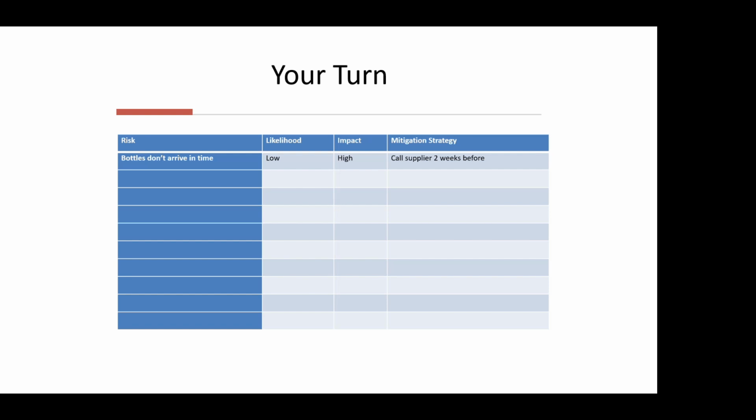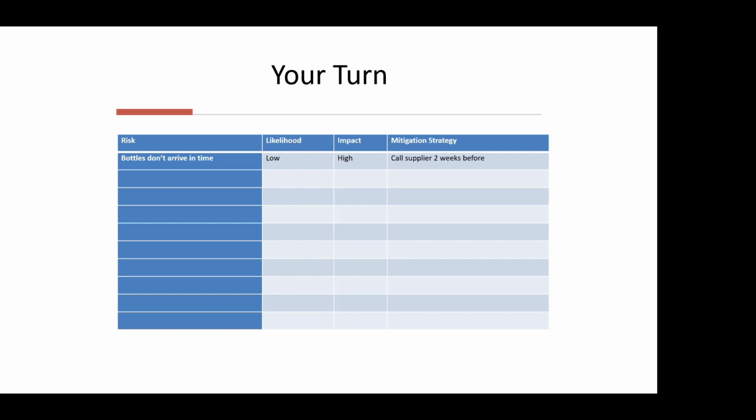For the mitigation strategy in this example, a big deal with suppliers is that something's not going to arrive on time. What's the likelihood? It might be low, but the impact is going to be big-time high. So what am I going to do? I'm going to call the supplier two weeks before delivery, or whatever I can, to get a real well dialed-in understanding of what's going to happen or if I need to take action on this.